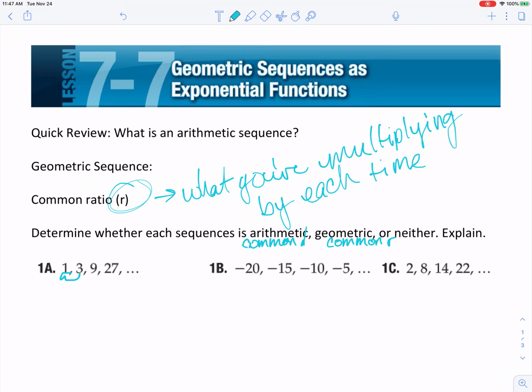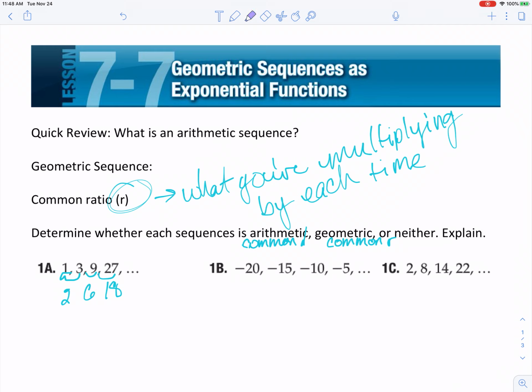So to find the difference, take the second number minus the first number. 3 minus 1 is 2. Then just keep repeating that process. 9 minus 3 is 6. Okay, I can already tell that these are not arithmetic because the numbers aren't the same.